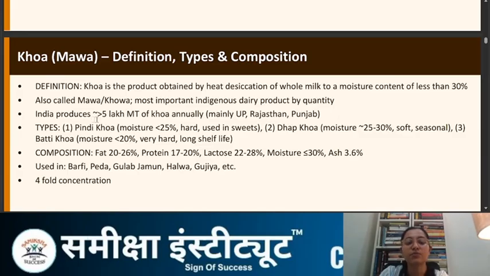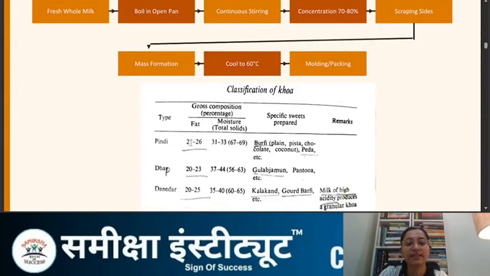India produces more than 5 lakh metric tons of khoa annually, in majority from UP, Rajasthan and Punjab. So in the regions where milk production is high, naturally we find that more of it is being converted into indigenous dairy products. Different kinds of khoa will be there: pindi, dhap and danedar. This one is the danedar khoa. We'll classify it later here.